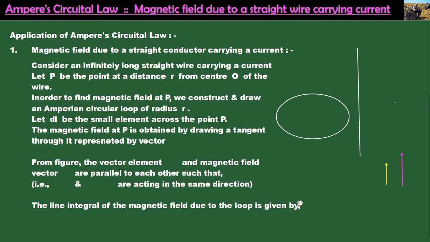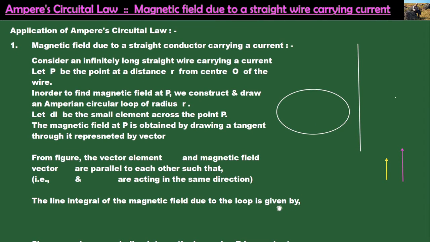The magnetic field due to a straight conductor, due to a straight wire carrying a current I. So this will be one application, and this is very, very important from the examination point of view. Preferably, there will be a 3 marks derivation. So let us move on to the derivation of this particular equation.